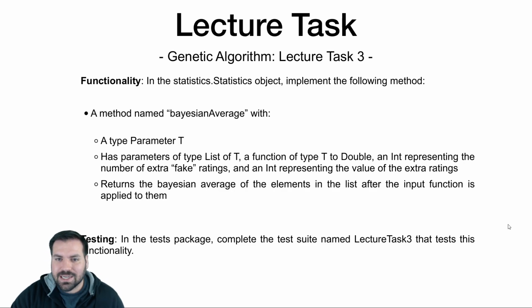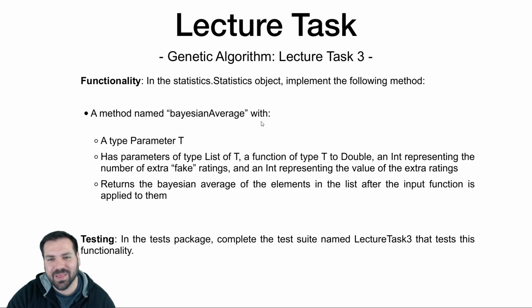So the lecture task for today is something that, let me just say, this question's a little broken. I wanted this question to be better. But let me go through it and then I'll explain what I mean by that. So for this, go to your statistics object and add one more method, Bayesian average.